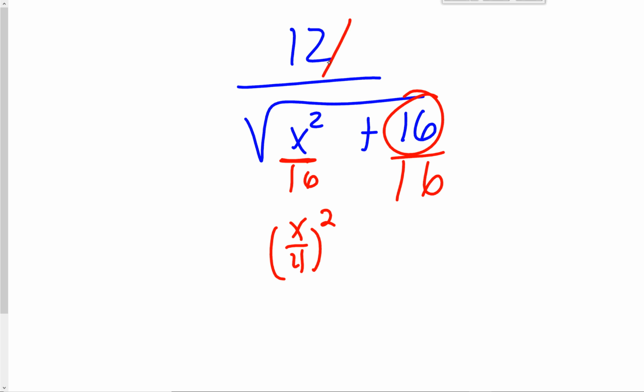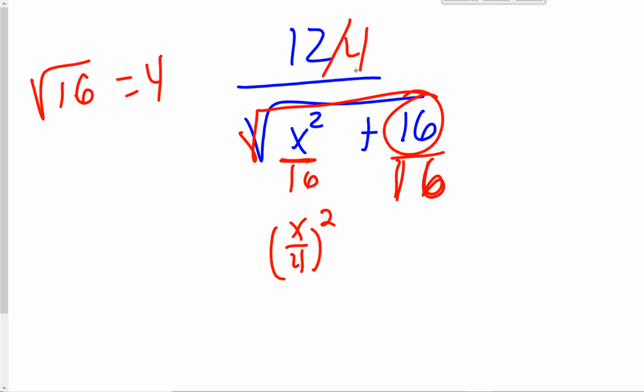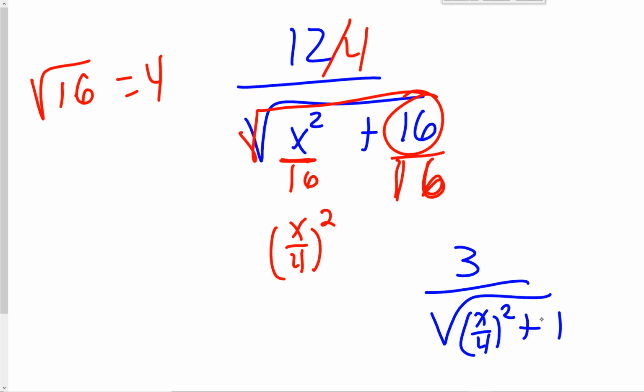And then my top, I would also have to divide that. But I'm not dividing by 16 because this 16 is inside this root. So really, what's outside the root is actually a 4, right? So this top one, I have to divide by 4. So that means I could rewrite this as 3 over square root of x over 4 squared plus 1.